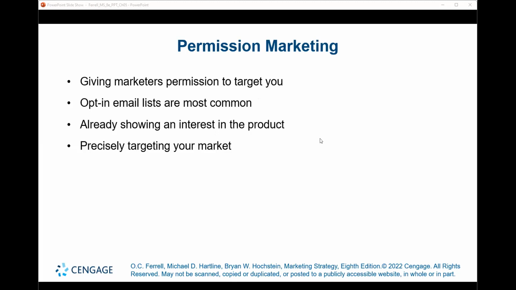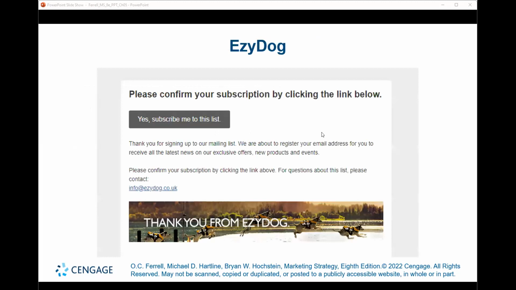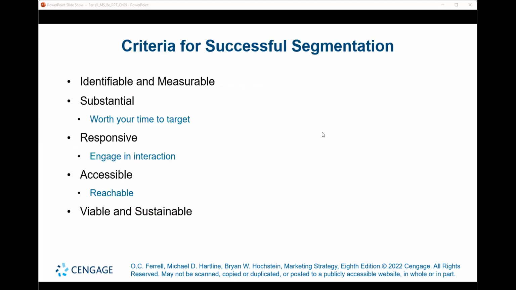Anyway, these are the ways that you can segment the market. So how do we classify whether a segmentation is going to work or not? The first is we have to be able to know the segment size. We can measure it. We also have to know if it is substantial, if the size is worth your time and effort.